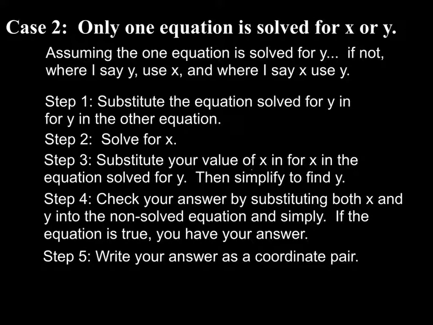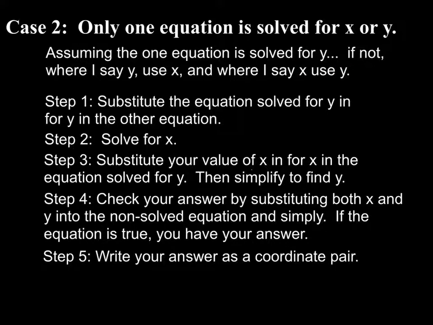Okay, when you go on to case 2, case 2 is when there's only one equation that's solved for x or y. Assuming the one equation is solved for y, these directions are going to assume that, and if not, where I say y, use x, and where I say x, use y. So these directions will apply whether the equation is solved for x or y. That's the way I've written these. If they're both solved for x, you do the same thing, but wherever I say x, you would say y, and wherever I say y, it should be an x.